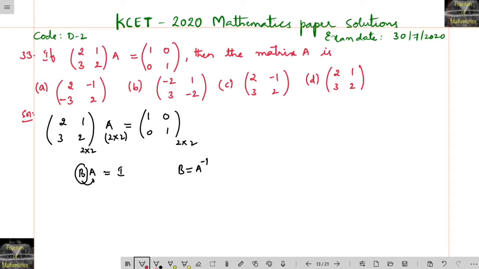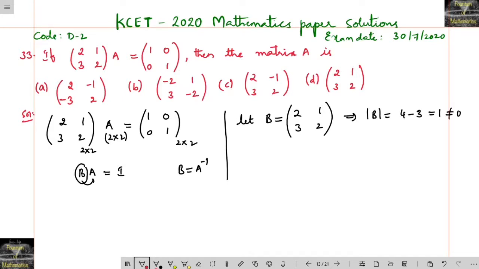So let's find the inverse of the matrix given. So let B is equal to [2, 1; 3, 2]. And let me check whether it is invertible or not by finding its determinant. Its determinant is AD minus BC, that is 2 into 2 is 4, minus 3 into 1, 3, is 1, which is not equal to 0, and hence we can say the inverse exists. B inverse exists. Okay, let me write here A is equal to B inverse.